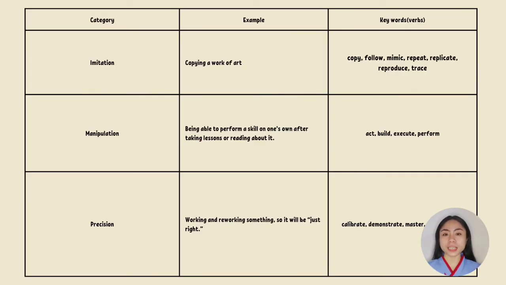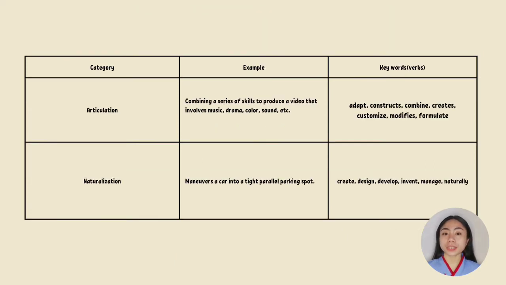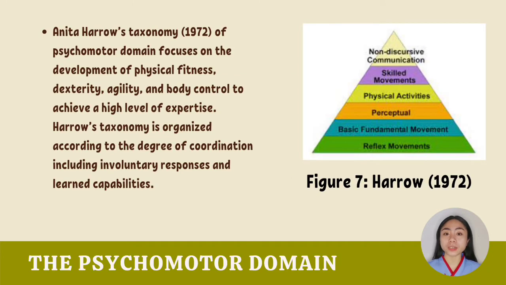We have imitation, manipulation, precision, articulation, and naturalization. We also have Harrow's psychomotor domain. Anita Harrow's taxonomy of 1972 of the psychomotor domain focuses on the development of physical fitness, dexterity, agility, and body control to achieve a high level of expertise.